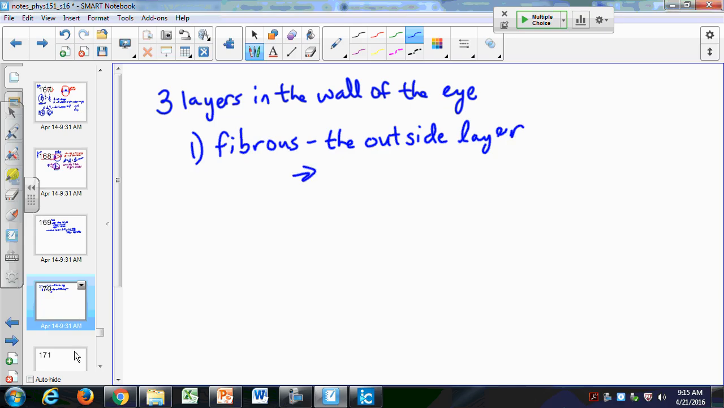This contains the sclera. This is the white part of your eye.